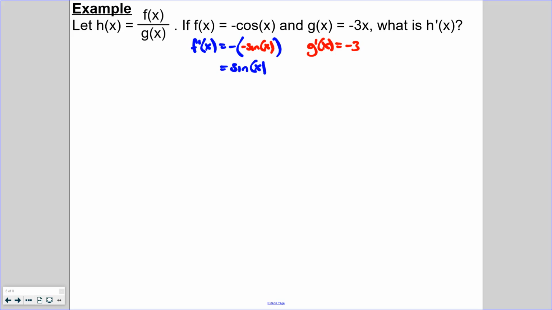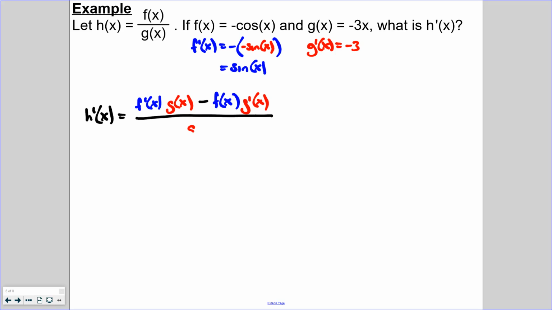Alright, so let's get to work on our quotient rule. We are trying to find the derivative of h. Sorry, wrong letter there. So h prime, we are going to have to use the quotient rule. Quotient rule says we take the derivative of the top, which is f prime, times the bottom, which is g, minus the top, which is f of x, times the derivative of the bottom, which is g prime of x, and that's all going to be over the denominator, which is g of x squared.